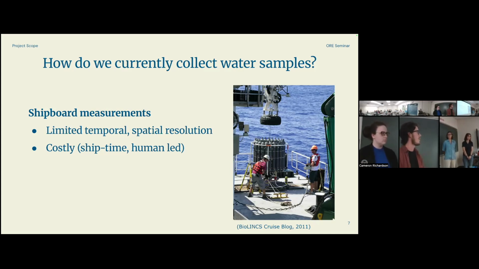collect water samples, and this is one of the most prevalent sampling techniques, using a CTD rosette and a Niskin bottle sampler. So again, these are limited in their spatial and temporal resolutions because you're taking discrete samples at specified depths or conditions. And not only is it expensive to deploy the rosette on its own, but you also need to pay for people's salaries and also the cost of the actual ship time itself.